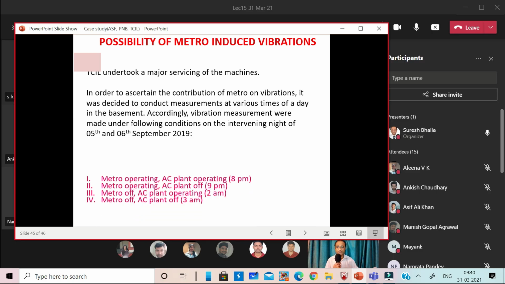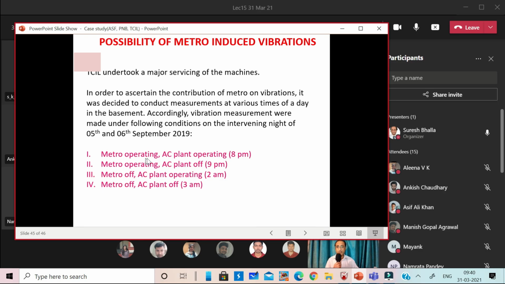So we decided that we'll do it like this: when the metro is operating and the AC plant is also operating, this measurement we took at 8 p.m. in the night, and then we requested them to switch off the AC plant. So we took the measurements when the metro is operating, passing below, and the AC plant is switched off. And then we took the measurement when the metro is off and the AC plant is operating. This is at 2 p.m. And then the metro is off and the AC plant is also off. This is at 3 a.m. So these different situations were considered.